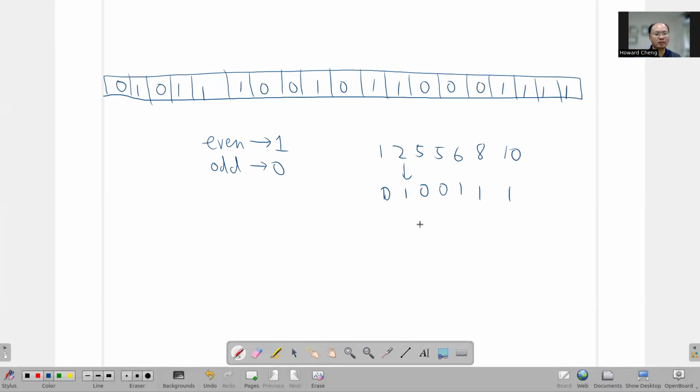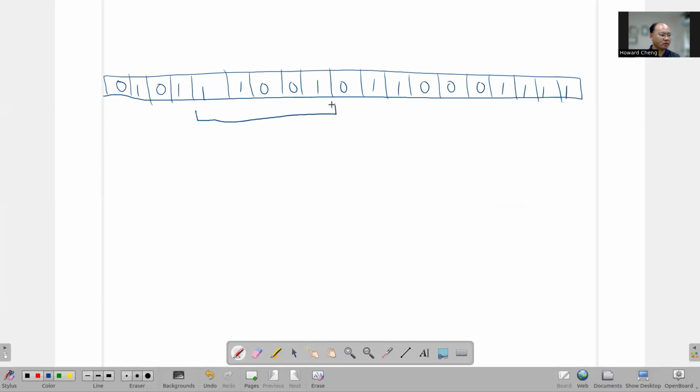And what I want to do is look at windows of size m, whatever m is. So if m is 5, I want to look at all these windows. This is one, this is another one, this is another one, and so on. There are many of them. And I want to know how many of them have at least 2 ones, because I'm looking for at least 2 even numbers.